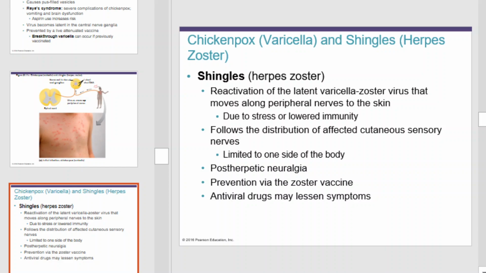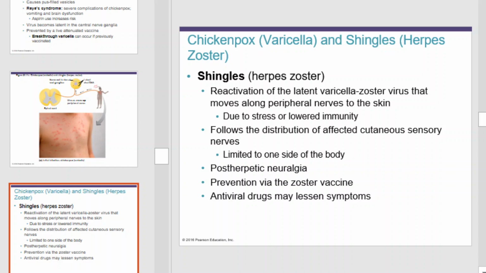Shingles, herpes zoster, is the reactivation of the latent varicella zoster virus that moves along the peripheral nerves of the skin. Shingles can appear days, months, years, or even decades after a person was exposed to chickenpox. Oftentimes, it appears as a result of stress. Stress tends to lower an individual's immunity and allows the virus to become active. Shingles follows the distribution of affected cutaneous sensory nerves and is usually limited to one side of the body.